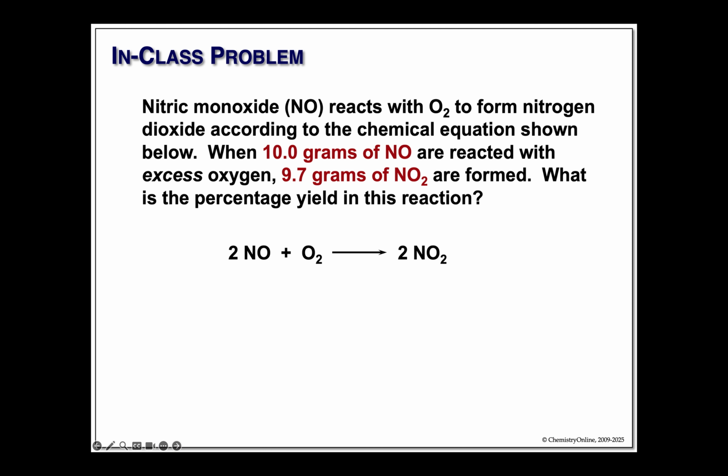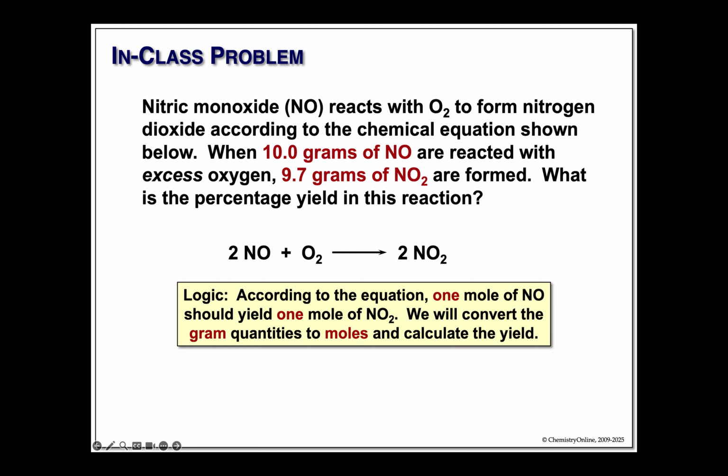But we need to convert these into mole quantities, right? Because they're different molecules. Can't just do this divided by that. Doesn't work. 1 mole of NO should yield 1 mole of NO2. We're going to convert the gram quantities to moles and calculate the yield.